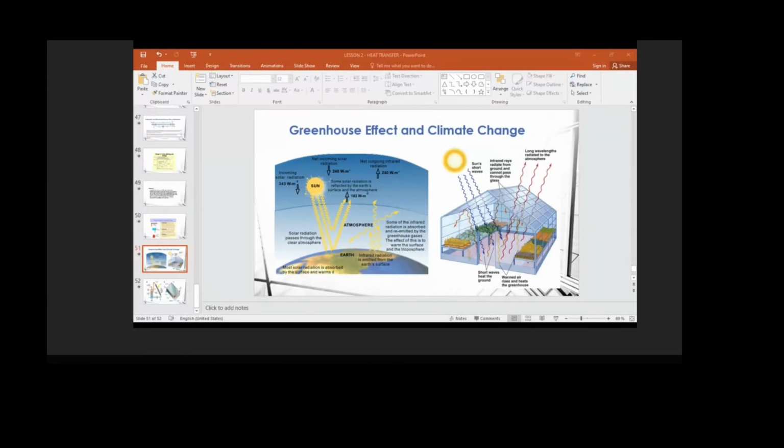Gases such as carbon dioxide. So gases such as carbon dioxide. So we have those gases in the atmosphere, but what do they do? They keep heat trapped. So they keep heat trapped.